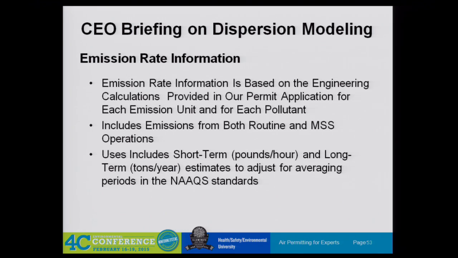So as far as our emission rate information goes, it's just the information out of our application. We've already done those calculations. We're going to pull that out, and that's going to be our starting point. And it includes, like I said, all these routine and these MSS operations. And it's going to include short-term averaging periods and long-term averaging periods that line up with however the National Ambient Air Quality Standard averaging period is, okay?